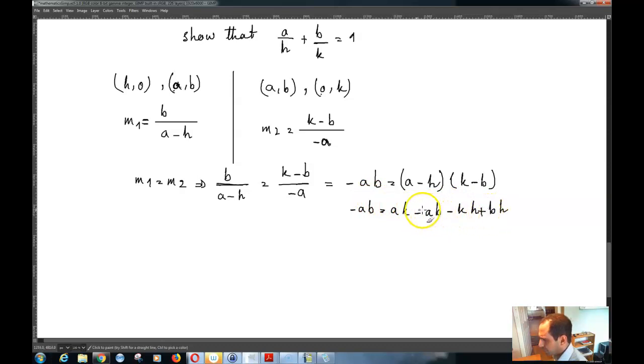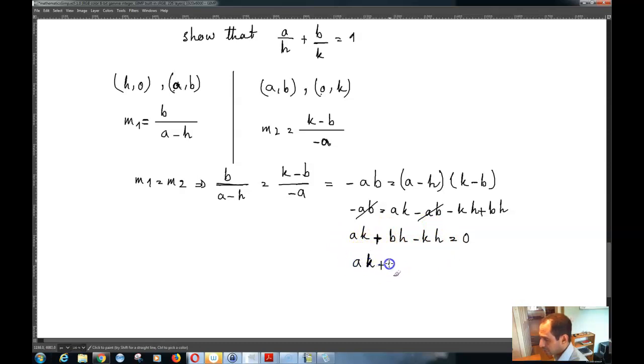Okay, so over here I can simplify this by writing negative ab and negative ab you can cancel out, so that means that ak plus bh minus kh is equal to 0, and here you have ab and kh. So I can write this as ak.